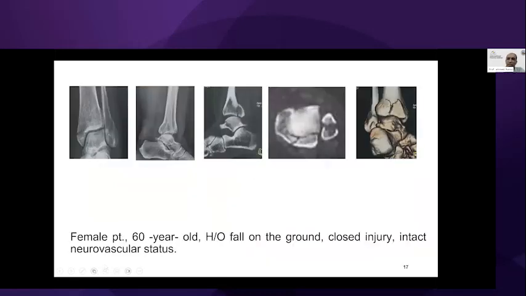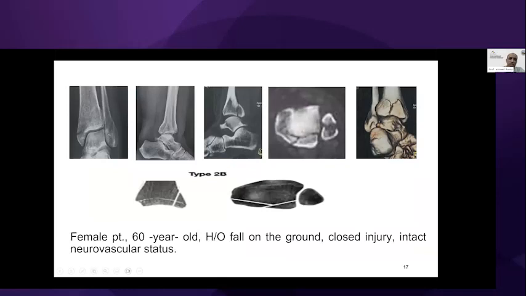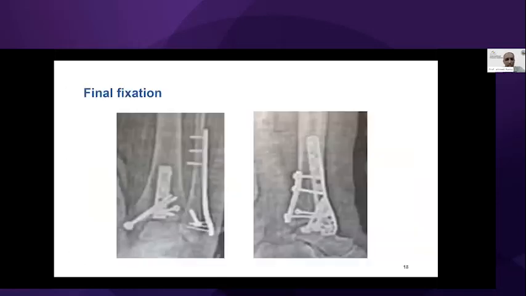The third case, as we can see here, there is a large fragment posterolateral and posteromedial. That's clear here in the 3D reconstruction, and according to Mason classification, this is type 2B, and this was treated surgically. I'm sorry for the bad quality of the X-ray, but this is the only one that I got for this patient. The patient was treated by a plate for the posteromedial fragment and an additional screw for the posterolateral fragment.